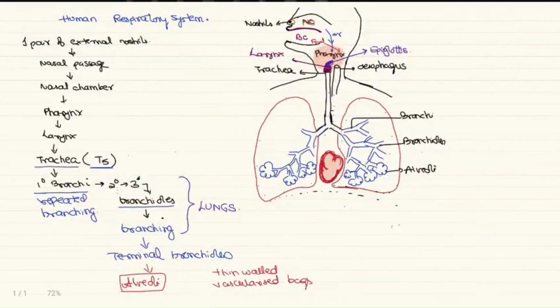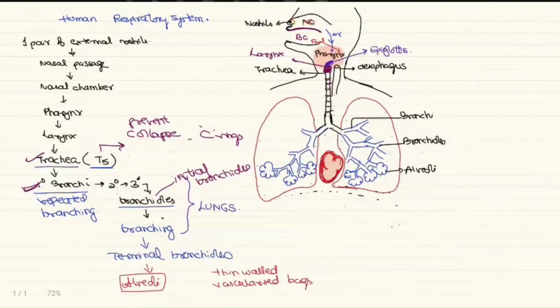Now, as the air passes, it's required that we should prevent the collapse of the trachea and the branches of trachea. To prevent the collapse of the trachea, there are incomplete C-shaped cartilaginous rings present in the trachea, bronchi, and initial bronchioles. So as you can see in the diagram, the trachea, the bronchi, and the branches of the bronchi up to the initial bronchioles, they have the C-shaped rings, and these rings will prevent the collapse of the trachea.